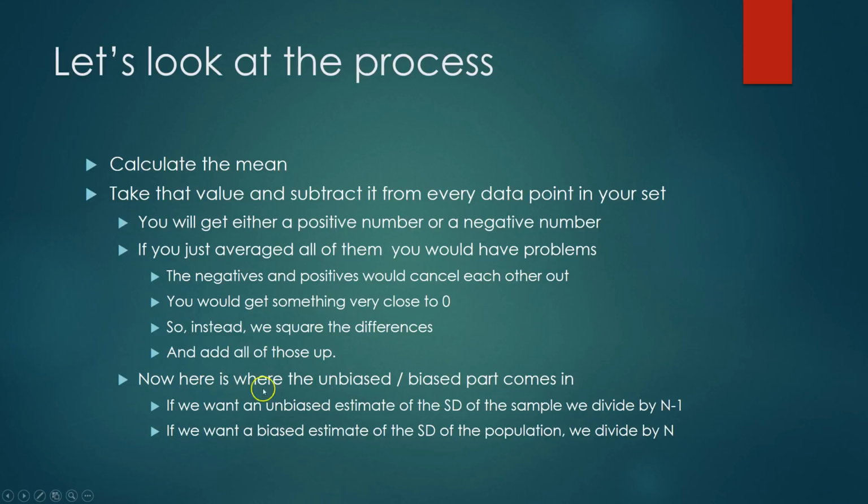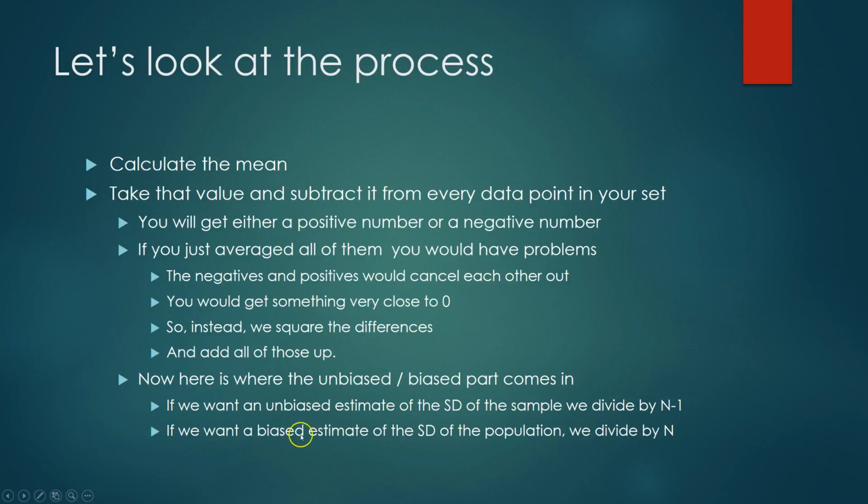Okay. And here's where the unbiased or the biased part comes in. After we've added up all those squares, the sum of the squares, we want to calculate the average of the sum of the squares. When we're doing an unbiased estimate of the standard deviation of the sample, we divide by n minus 1. In our case, n is 20. So we divide by n minus 1, or we divide by 19.